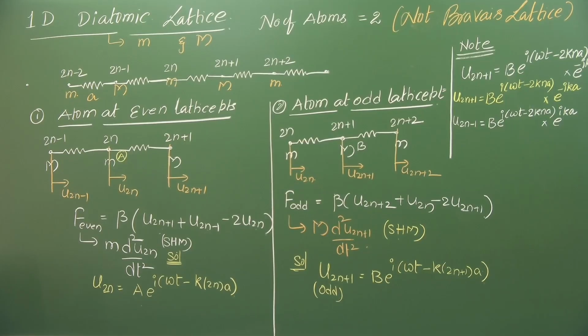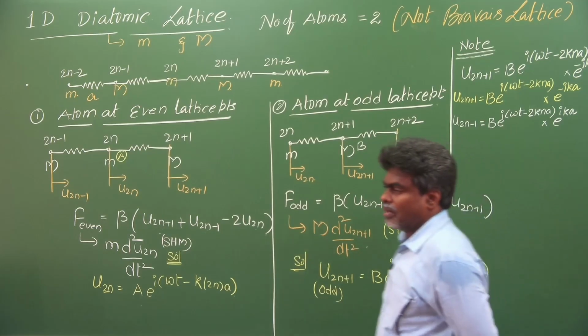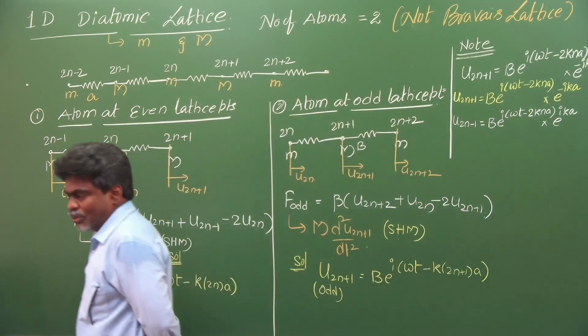After that, take the small m equation, that means even lattice points: F small m equal to beta into u 2n plus 1 plus u 2n minus 1 minus 2 u 2n. And what is F m? That is mass into acceleration. I hope once you differentiate two times, you know what you will get. Yesterday you wrote u n, today you are writing u 2n, nothing else.